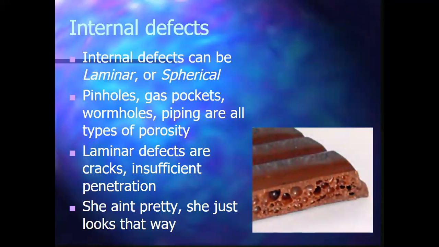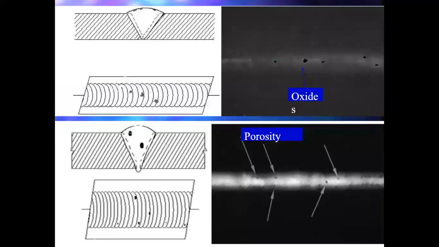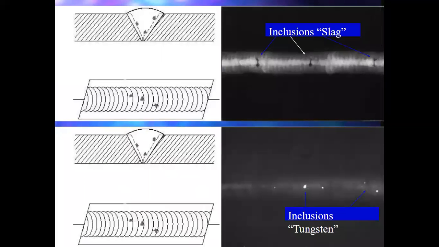And once again, an arrow bar. Looks great on the outside, but you crack her open and you got all those holes in the middle. Let's just hope our welds don't look like that. So oxides, we can get stuff trapped in our weld. We can get porosity. We can see those pictures. Slag inclusions. We got tungsten inclusions.